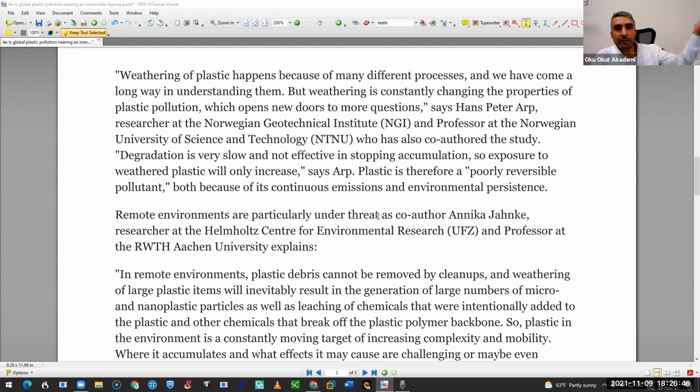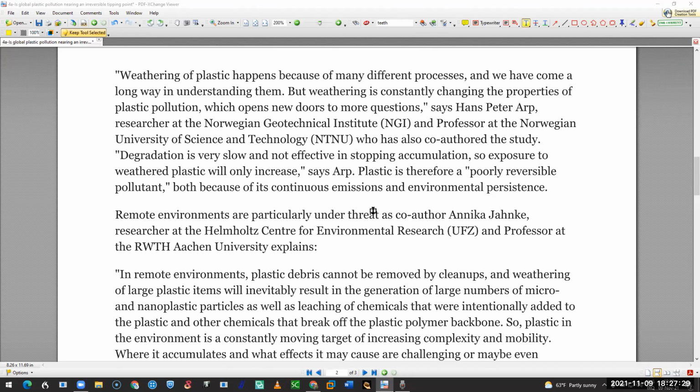What is weathering here? What do you understand from weathering? And degradation. Degradation means the plastic that we are talking about actually disappears in the nature. It's a process. It is a natural process. Okay.